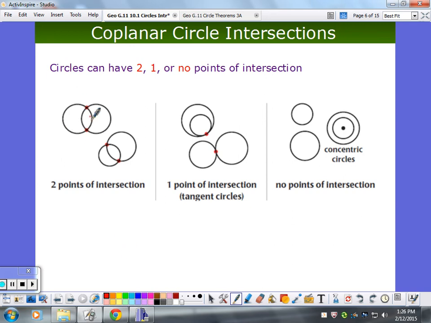Okay, let's talk about coplanar circle intersection. If you have 2 circles in the same plane, or more, how many points of intersection can they have? Here's what it looks like if you have 2 points of intersection, something like that. If you have 1 point of intersection, it could be one inside the other, or they're both on the outside. That's 1 point of intersection.